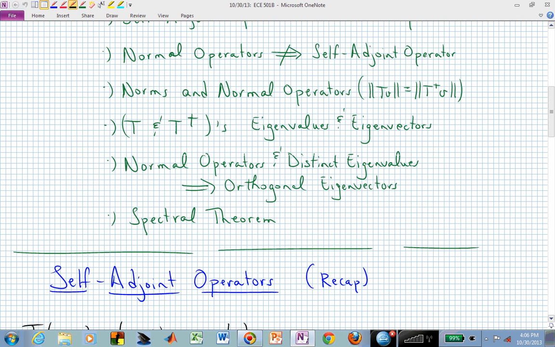Then we'll keep going and we'll look at normal operators that have distinct eigenvalues. In those conditions, the eigenvectors associated with those distinct eigenvalues will actually be orthogonal. And we know that orthogonal vectors are nice, aren't they? They allow us to do many more useful things.